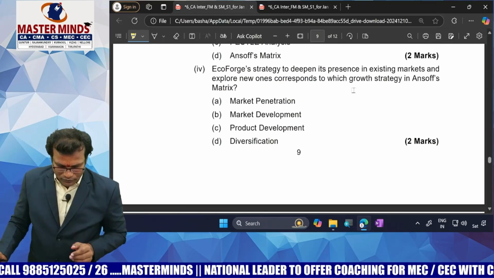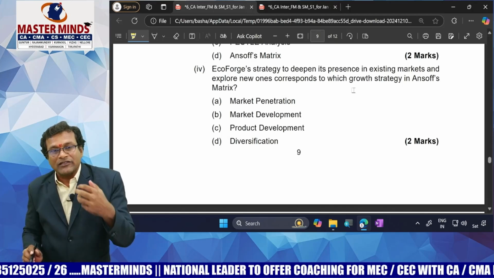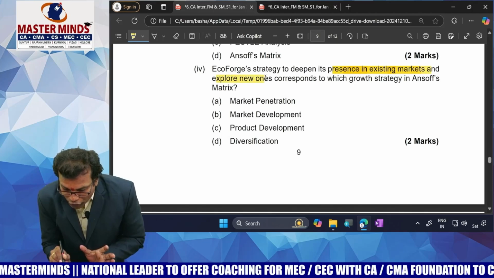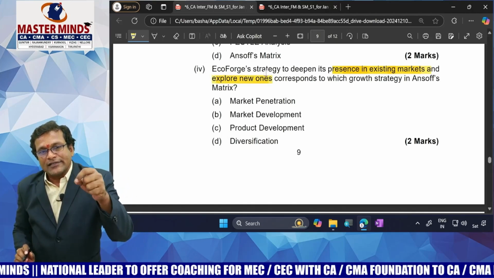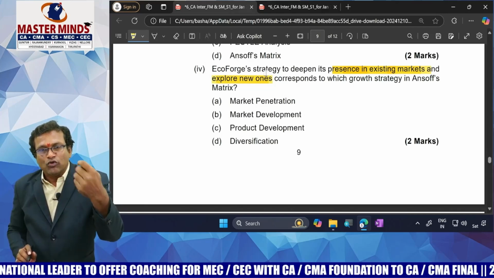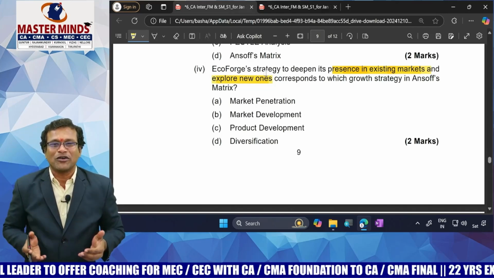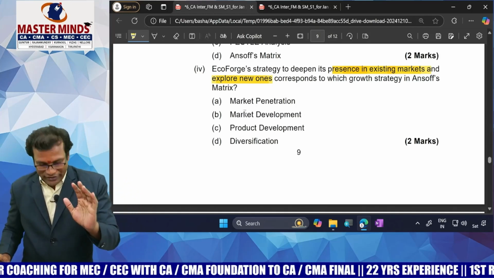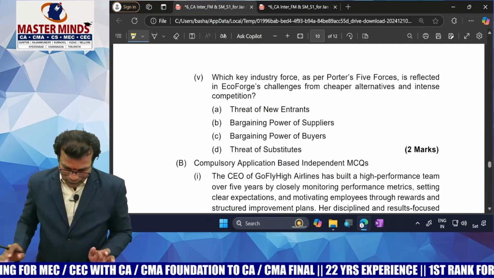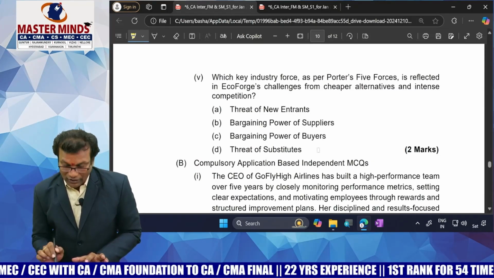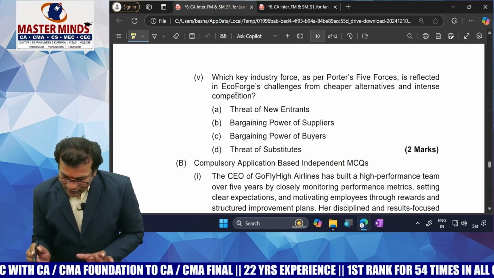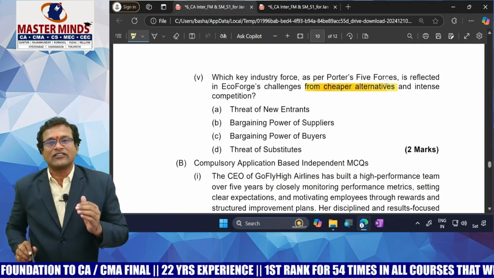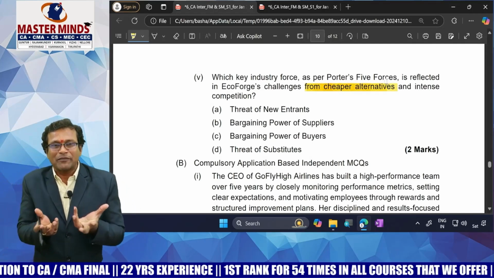Now look at the next one. EcoForge's strategy to deepen. Deepen means to increase its presence in existing markets and explore new ones. Means try to increase sales in existing markets and try to move to the new markets. That's very much based on common sense. He's talking about market development actually. Now let's wait for the case study. Look at that fifth MCQ. Which key industry force, means under the 5 forces model, is reflected in the challenges EcoForge is facing from cheaper alternatives and intense competition. Substitutes might be the answer, right?